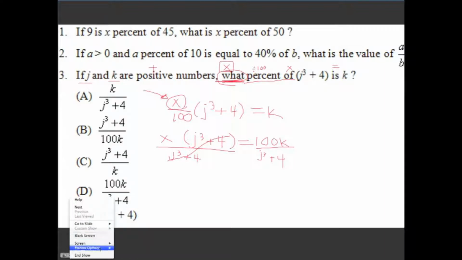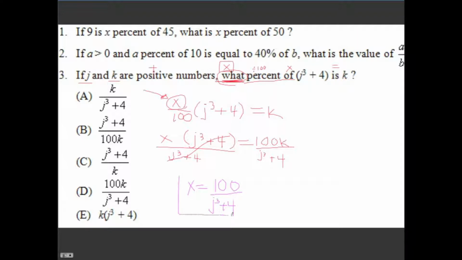So we end up getting x on the left side. So we have x equals, and then we just simply have 100k over j3 plus 4, because we can't simplify that expression anymore. I'm sorry, I forgot to write the k. Sorry about that. But I meant to write that x equals 100k over j3 plus 4.